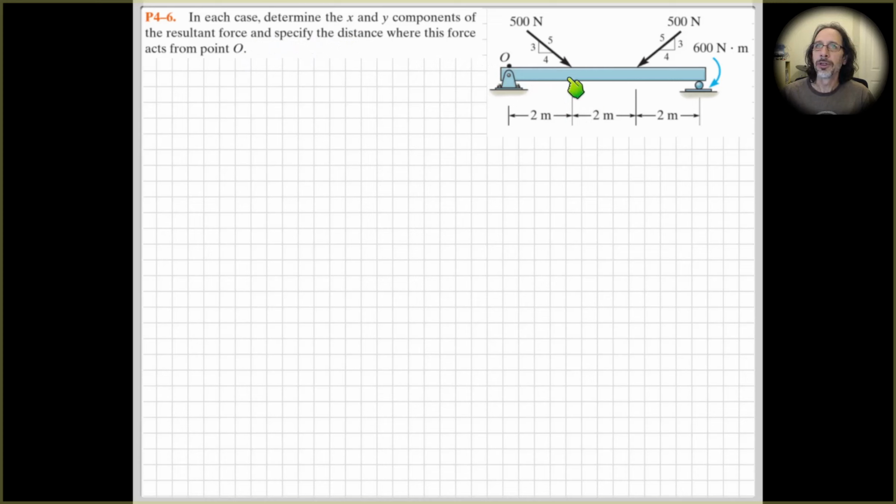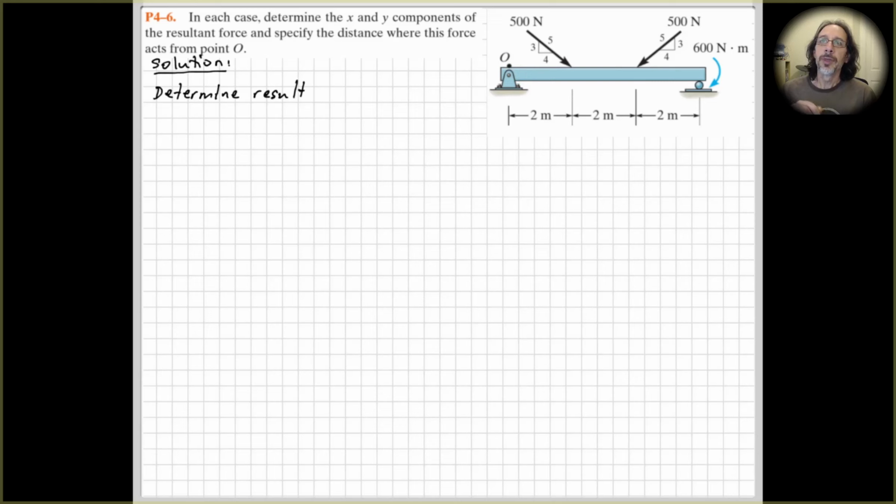So usually the easiest way to solve this problem is to find the equivalent single force and couple moment at a location, in this case probably point O. And then from there, work out where the equivalent single force will act. That's equivalent to the resultant force and couple at some point. Right, so that's what we're going to do in this solution.